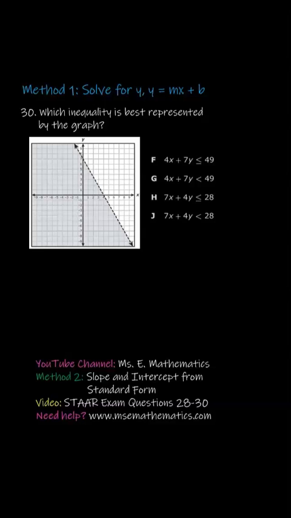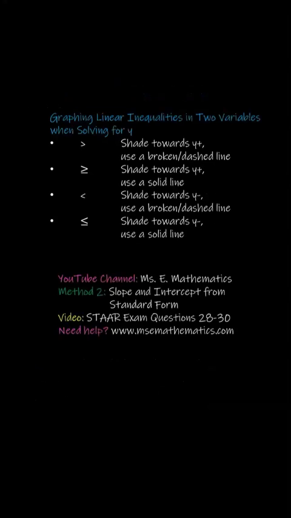In question number 30, they're asking us which inequality best represents the graph. A few things to remember is the following. If you have a greater than or less than without the line, that means that you need to use a broken or dashed line. If you have a greater than or equal to or a less than or equal to, because they have that line that means equality, we need to use a solid line.